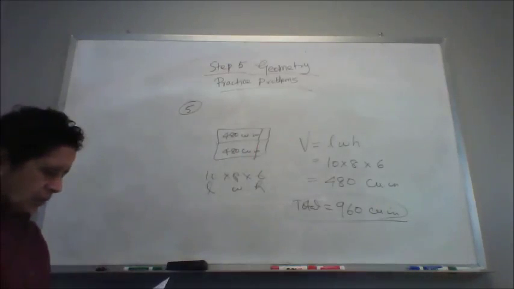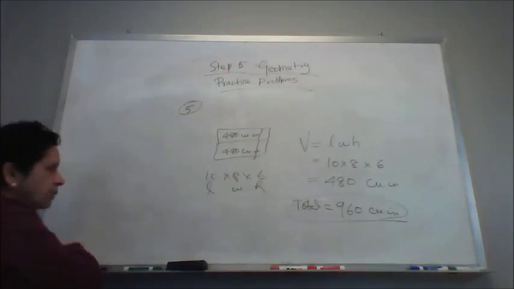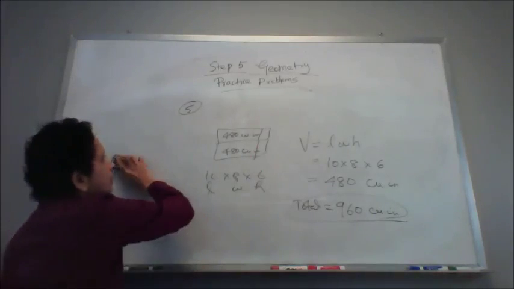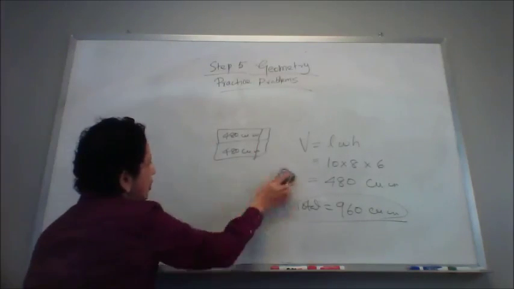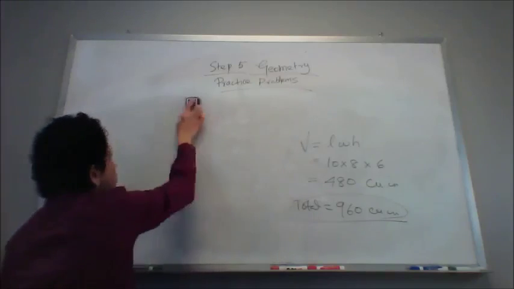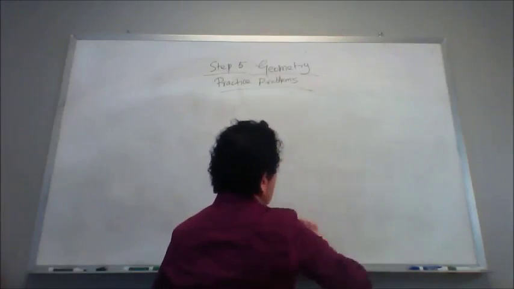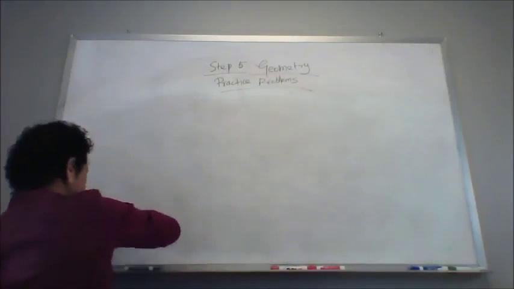Okay? So this is a straightforward problem. All we have to do is plug the right numbers into the formula for the volume. So you need to recognize the shape, what shape we are talking about, then write down the dimensions, and then use the formula.